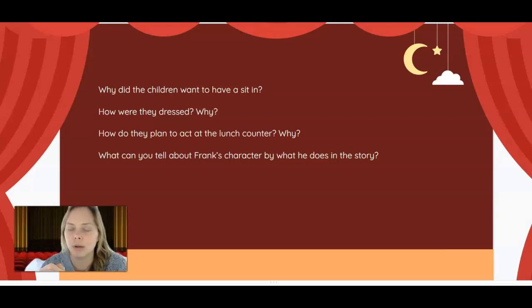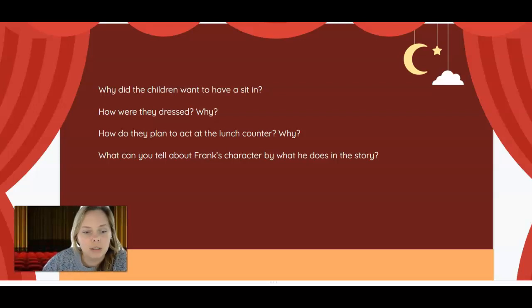And then the other question to focus on is, what can you tell about Frank's character by what he does or how he's acting in the story? So again, you may need to pull up that story and reread it or listen to it again to answer some of these. But these should be things that kind of get you thinking a little more in depth about the story.